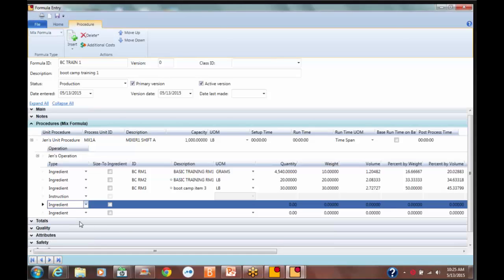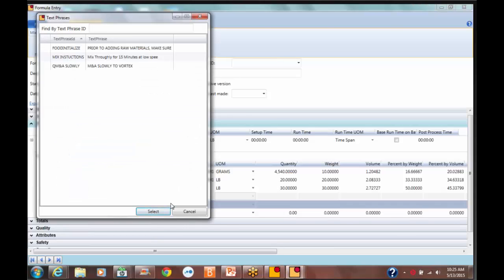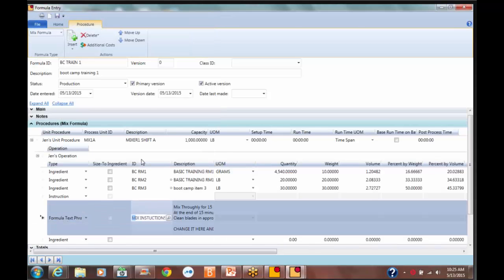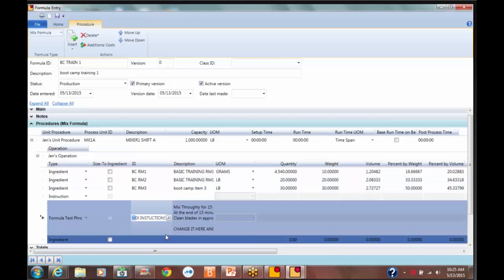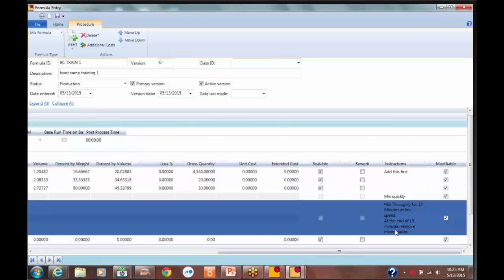A formula text phrase. This is if I have some certain phrases that I use a lot, and I really don't want to have to type them all the time. So I happen to have these 3 that are set up. Mix thoroughly for 15 minutes at low speed is my mix instruction. I can select this. It fills it in for me. It's actually filling it in over here.